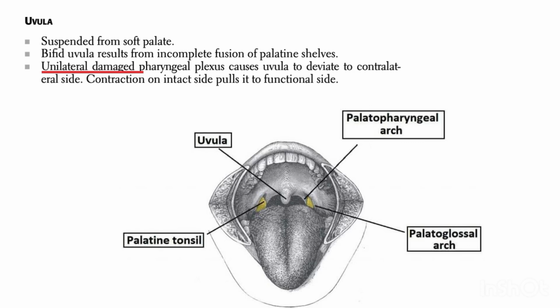So for uvula, we just need to remember a few points, that it is suspended from the soft palate. We can see in the diagram. Now whenever there is a bifid uvula, it means there was incomplete fusion of palatal shelves. Unilateral damage to pharyngeal plexus will cause the uvula to deviate to the opposite side, that is contralateral side. So for example, if the right side of pharyngeal plexus is damaged, but the left side is functional, the left side, whenever it will contract, it will pull the uvula towards left side.